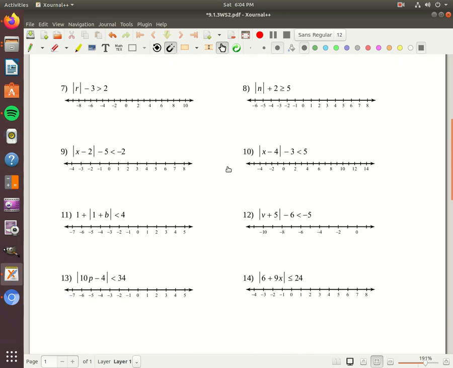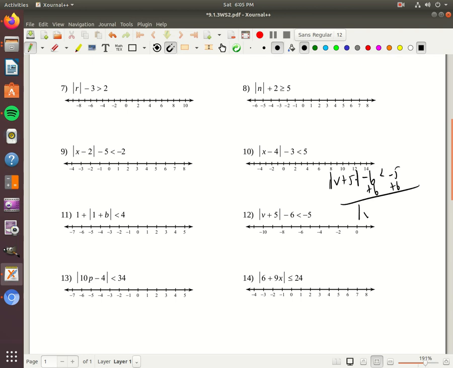Again, if we jump down to a question like 12, we don't want to do anything until we have the absolute value by itself. So we can't begin this problem until we have that absolute value by itself. So what you might think is, oh geez, hey, that's one of those tricky ones where it's less than a negative, and that can't be the case because the absolute value is always positive. But the absolute value is not by itself. We can't check that yet.